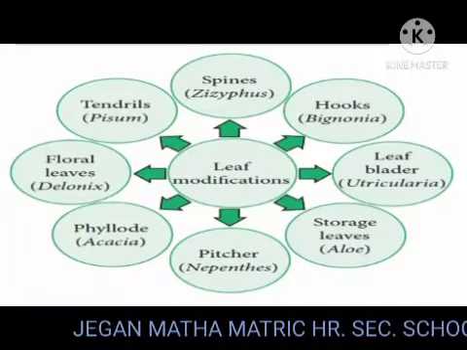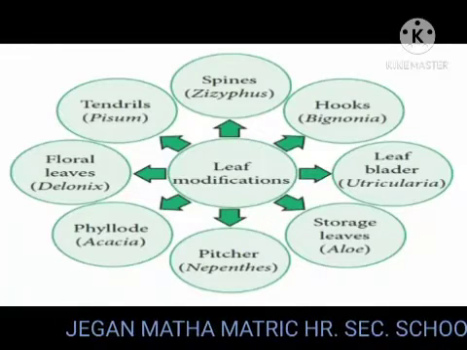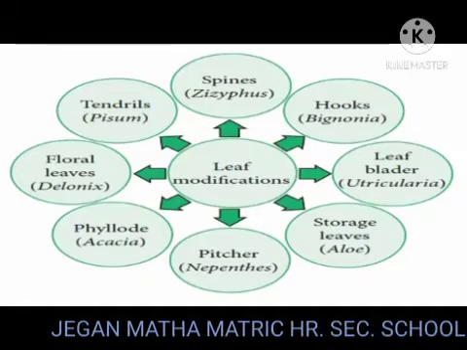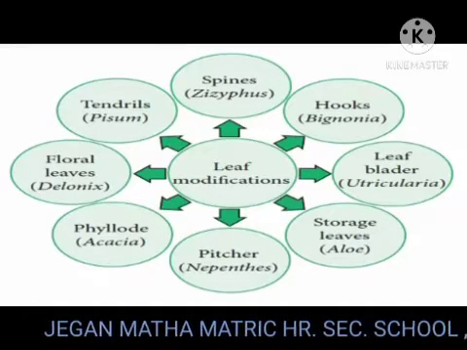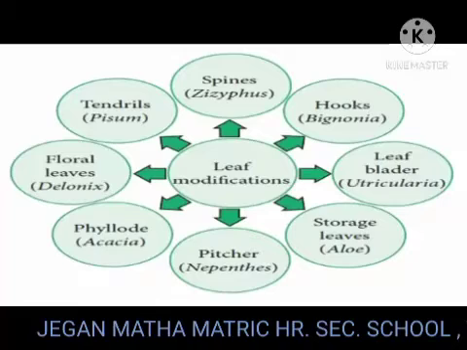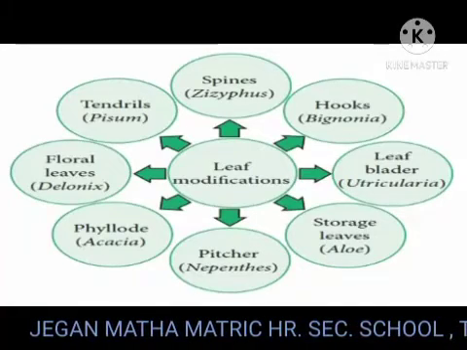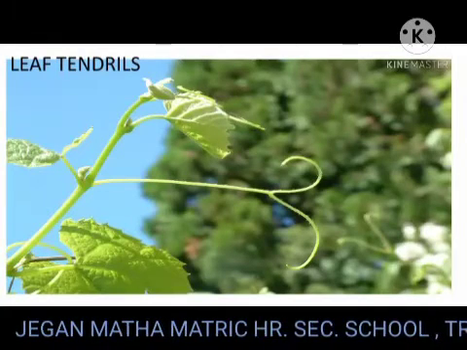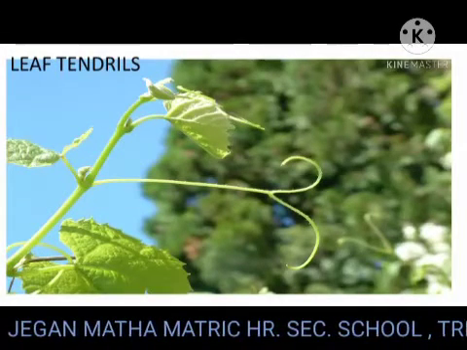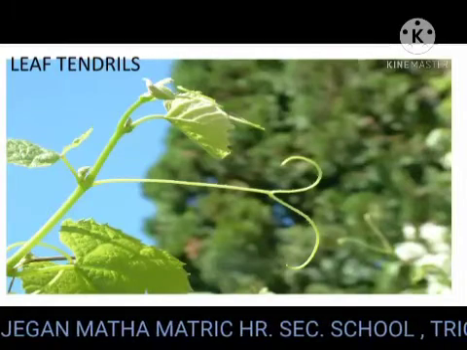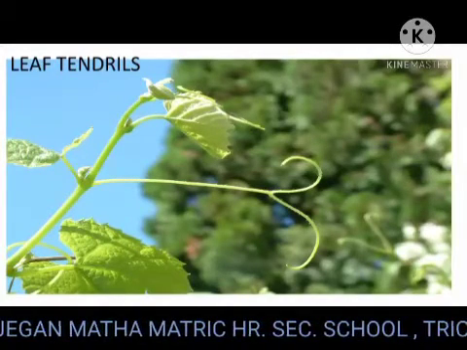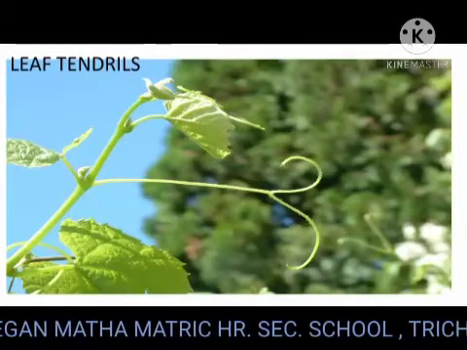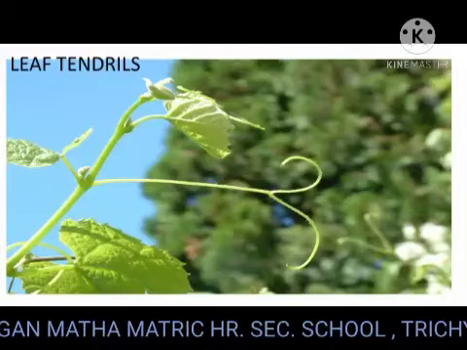Modification of leaf. The main function of the leaf is food preparation by photosynthesis. Leaves are modified to perform some specialized functions. They are described below. Leaf tendril. In some plants, the stem is very weak and hence they have some special organs for attachment to the support. So some leaves are partially or wholly modified into tendrils.